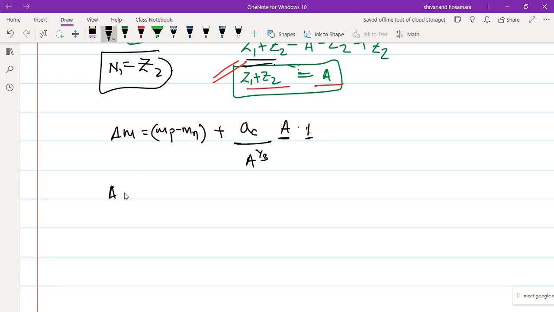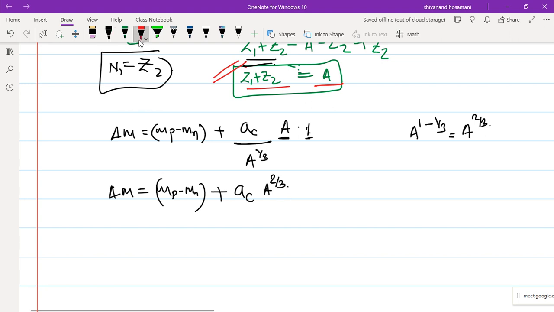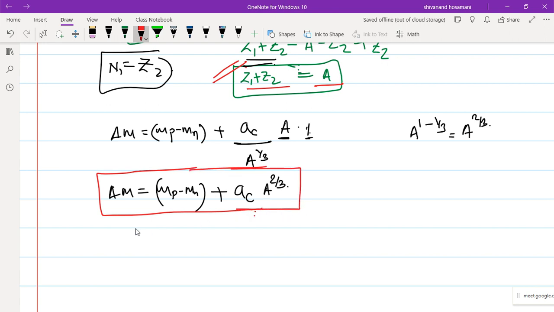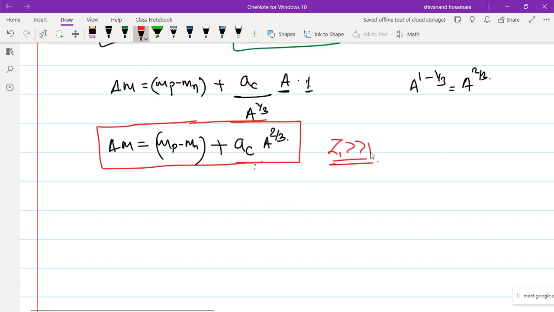Therefore by calculating this again, what I get here is mp minus mn plus the AC term. So this becomes a to the power 1 minus 1 by 3, that becomes a to the power 2 by 3. So can I write that directly as a to the power of 2 by 3 here? This is the energy equation if Z1 or Z2 is greater than 1.